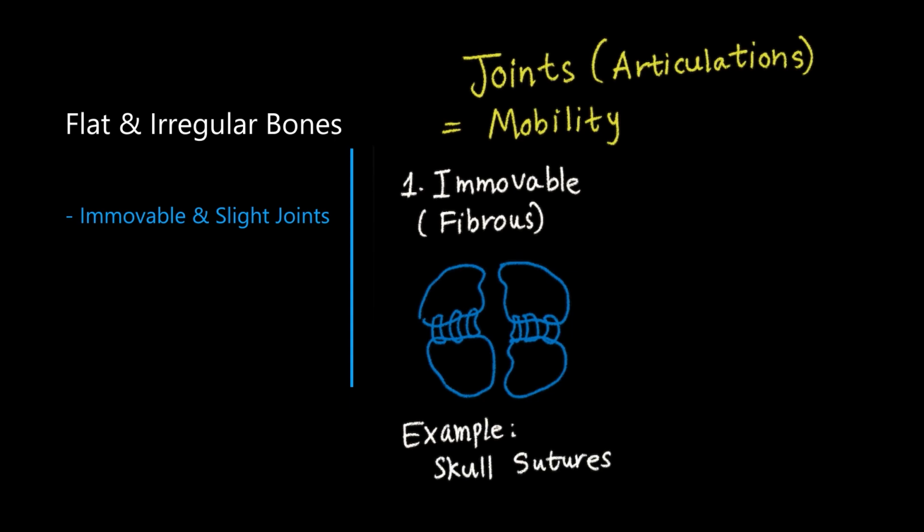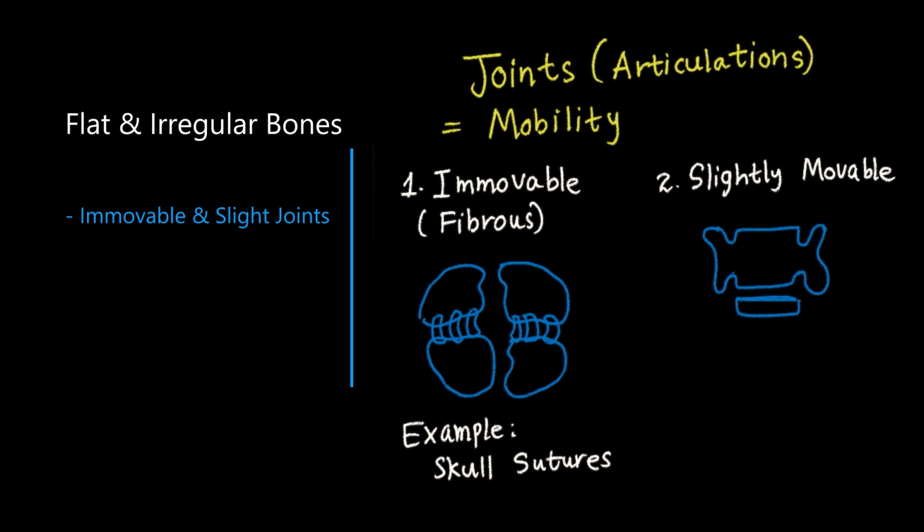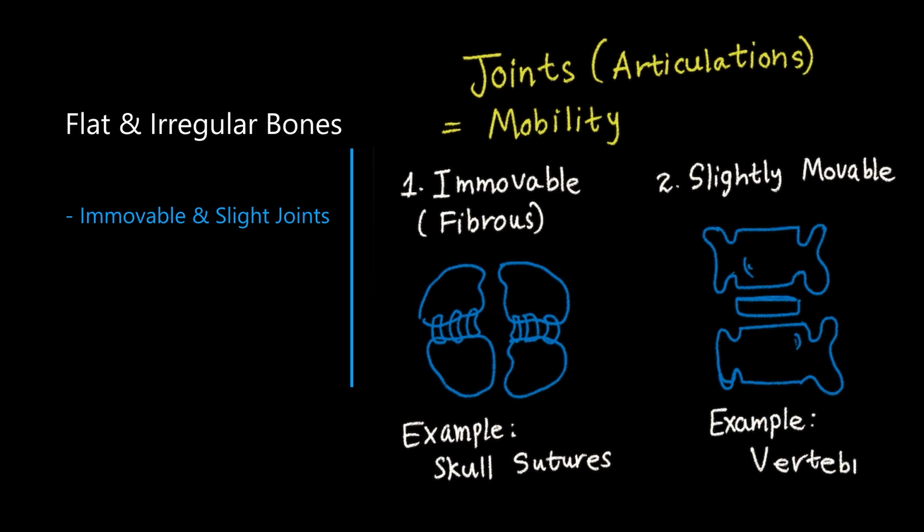The sutures in your skull are the classic example. They start as separate plates in infancy, but fuse together to form a solid, protective case for the brain. Second, we have slightly movable joints. Here the bones are connected by cartilage, allowing for a small amount of movement. The joints between your vertebrae, cushioned by intervertebral discs, are a great example, as is the pubic symphysis, which connects the two halves of your pelvis.